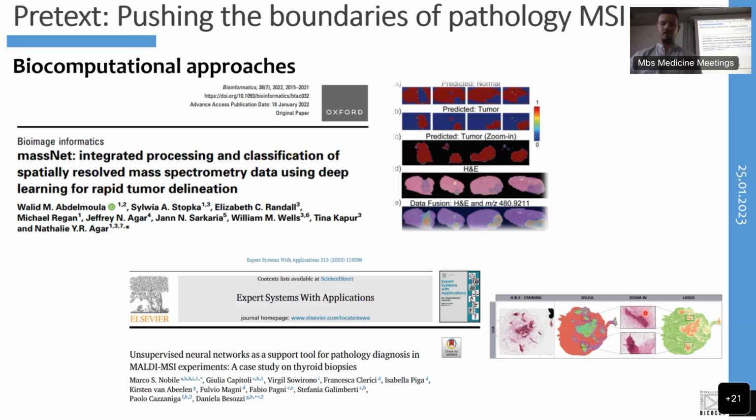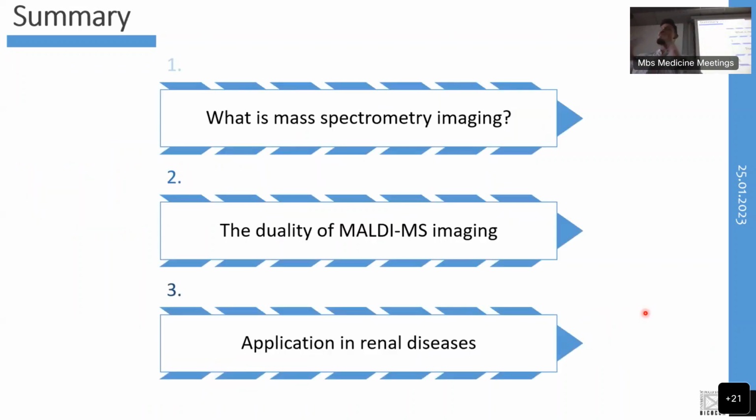a supportive tool. So after this pretext, now I want to really go back and explain briefly what mass spectrometry imaging is. Then I'd like to really go through some of the recent developments, effectively in the last year or so, which highlight the various different manners in which we can use this technology in the field of pathology and clinical research. And then finally present how we've applied this technology over the last 7 or 8 years, in particular in renal diseases. So let's start with mass spectrometry imaging.